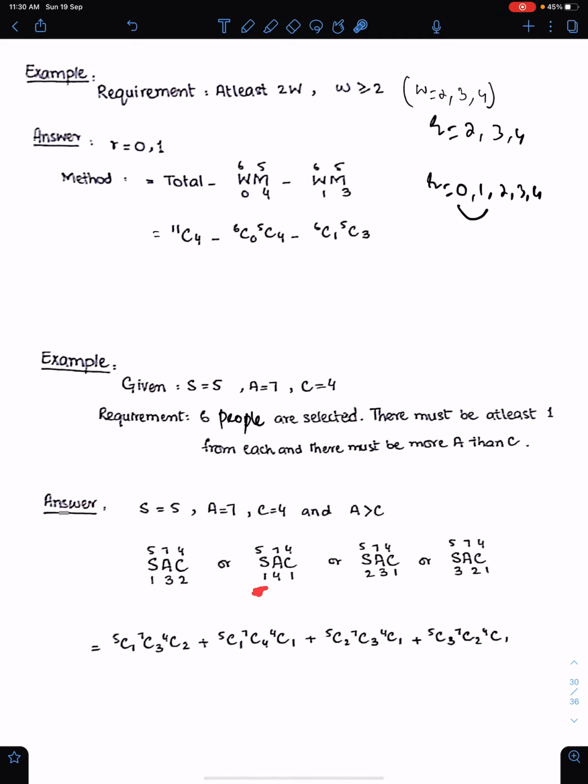Again, we have one student with 4 adults and 1 child. Now we can have 2 students with 3 adults and 1 child. Then 3 students, 2 adults, and 1 child. See, both conditions are satisfied in all these options. So you have to list all possible ways according to the given conditions.